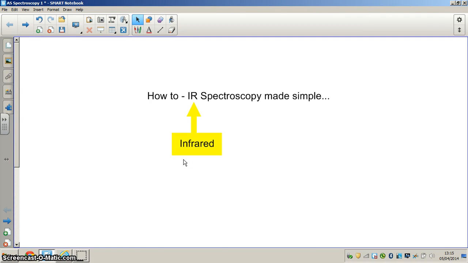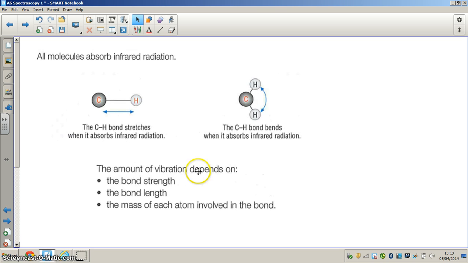This how-to video explains infrared spectroscopy in a simple manner. Now if you look on the internet, particularly YouTube, there are a heap of videos about IR spectroscopy, and most of them detail the IR machine, how it works. And frankly, you don't need to know anything about how the machine works.